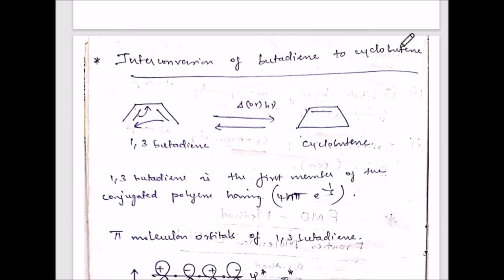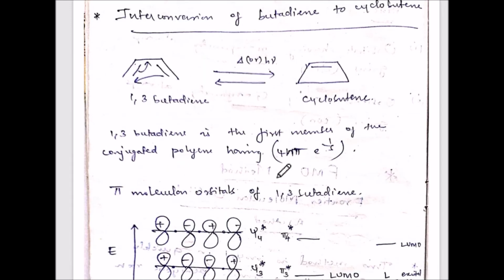Okay, the interconversion of butadiene to cyclobutene. So this is your butadiene. It is converted into cyclobutene. I don't know whether this reaction is induced thermally or photochemically. So if I want to induce it thermally, what type of rotation should I do? Either con or dis, I don't know. In photochemical, either con or dis is possible, I don't know. So this one can be answered by FMO.